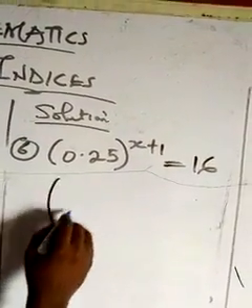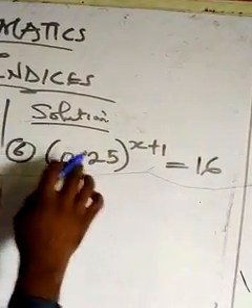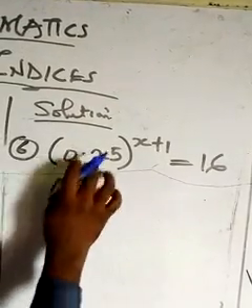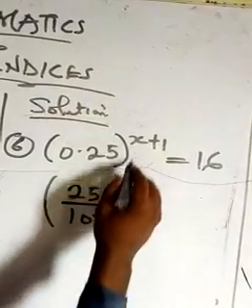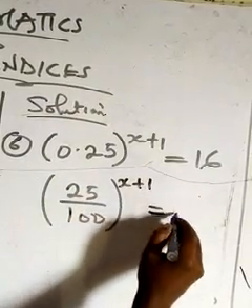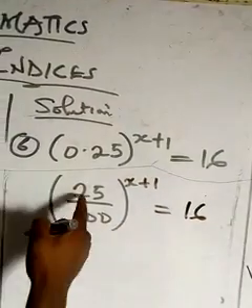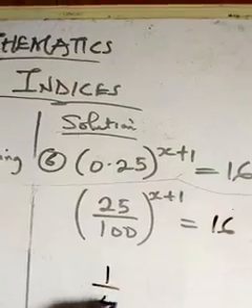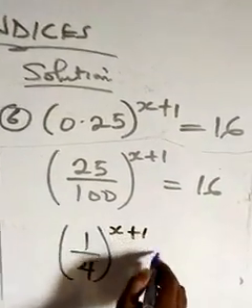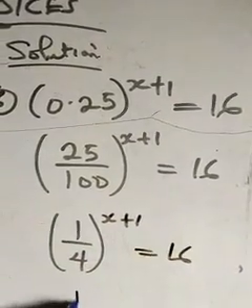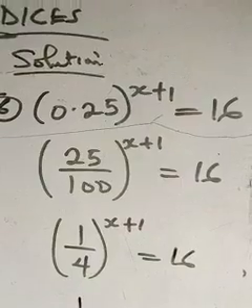0.25, you convert it to fraction. Anytime you have something like decimal, you convert it to fraction. This is written as 25 over 100 when you convert it to fraction, raised to the power x plus 1 equals 16. Now 25 over 100 gives me 1 over 4, right? Raised to the power x plus 1 equals 16. 1 over 4, this 4 gives me 2 raised to the power 2.